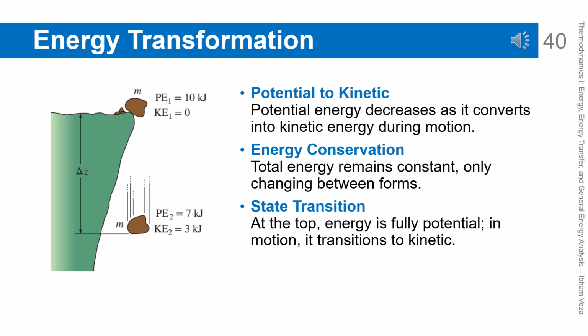Energy transformation. Potential energy can be converted into kinetic energy when an object moves. As long as there is no energy loss, the total energy remains constant. At the highest point, the energy is entirely potential energy. During motion, the energy gradually changes into kinetic energy. This is a direct illustration of the law of energy conservation.